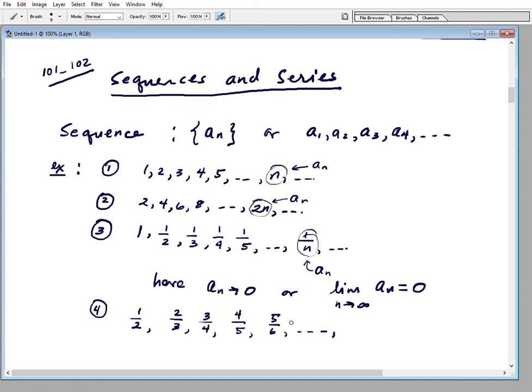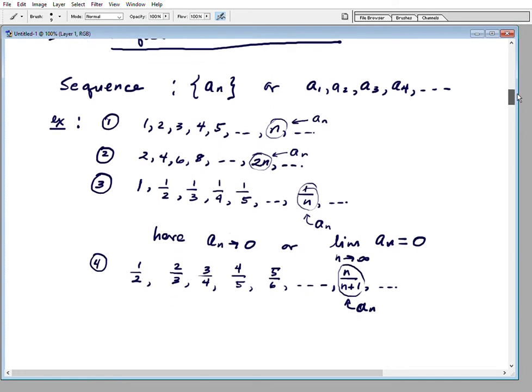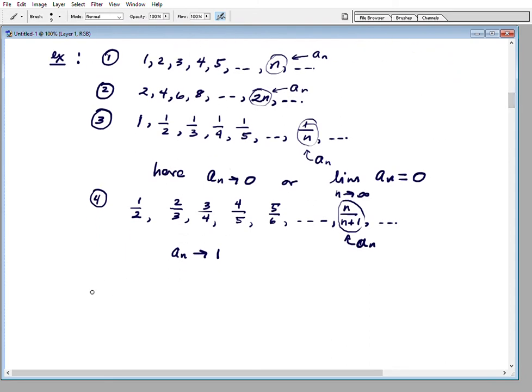The limit is 1. If we look at this pattern, the top is 1 smaller than the bottom. So we could call the top n and the bottom n plus 1. That could be the general term, so that's our a sub n here. And like you said, a sub n goes to 1. Okay, let's look at one more.